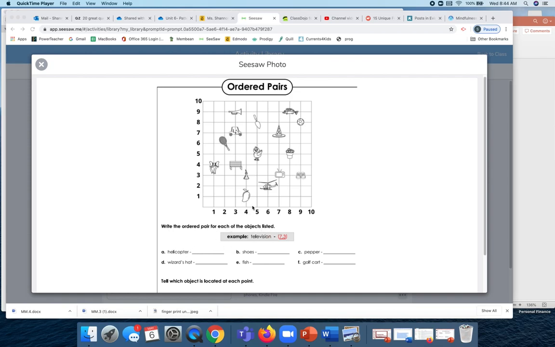So where is the helicopter? Find the helicopter. I'll use the TV as an example. The TV is at 7 across, remember the plane has to go across before it goes up. So we go across on the x-axis 7, and then we go up 3. You must accurately write these with brackets, the value on the x-axis, comma, the y value, not just 7, 3. It's important to get in the habit of writing it exactly like that.